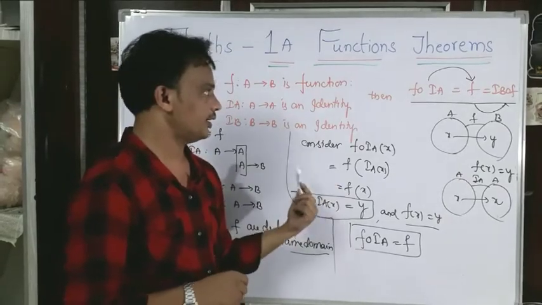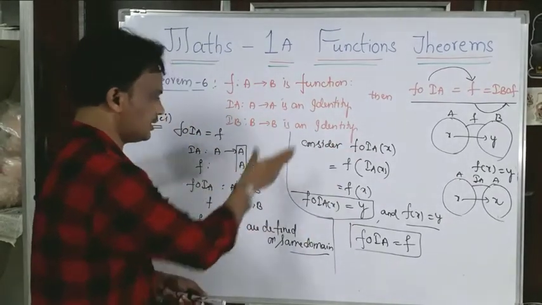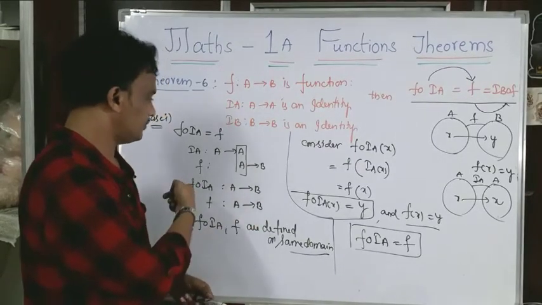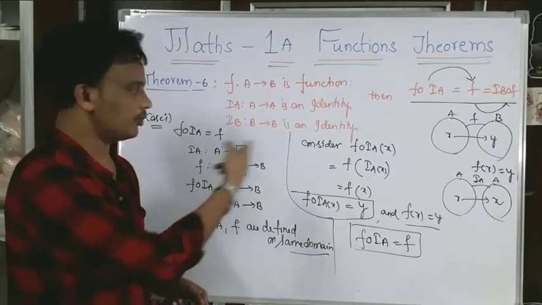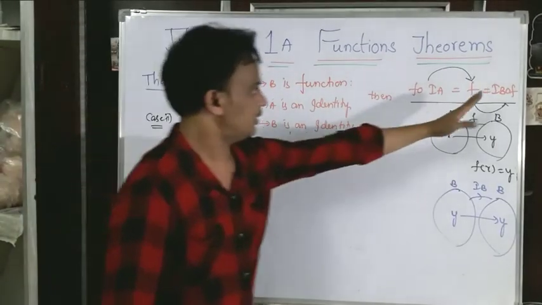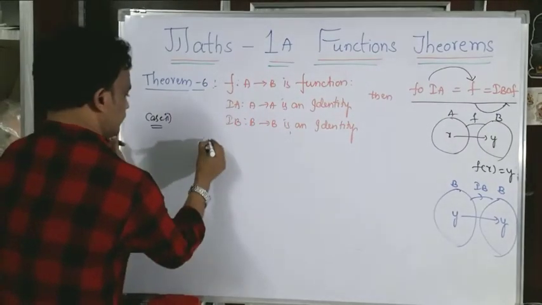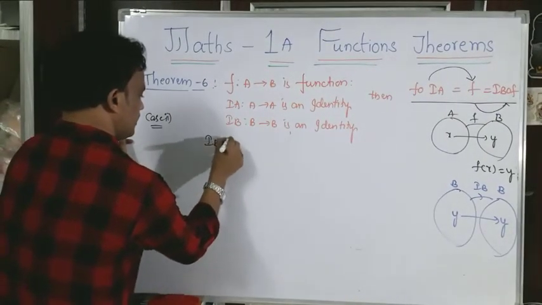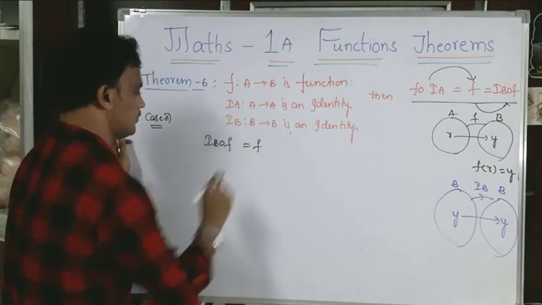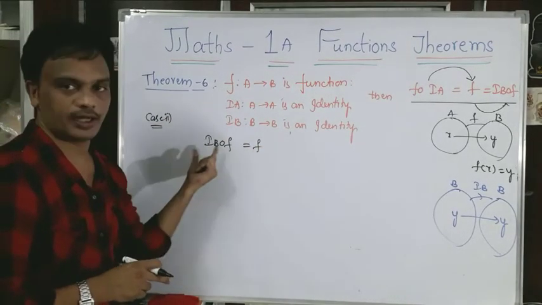That is the total idea about two functions being equal. So what are the conditions? Have a look, note this one, and I am going to explain case 2. What are the two functions we are going to prove equal? IB circle F is equal to F. First of all, we are going to prove that those two are defined on the same domain.